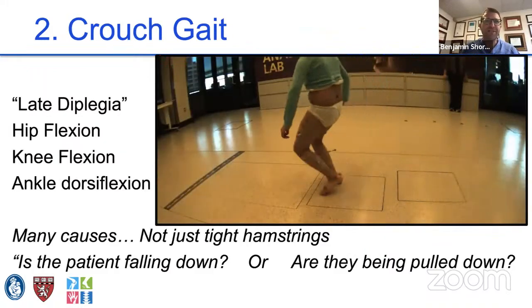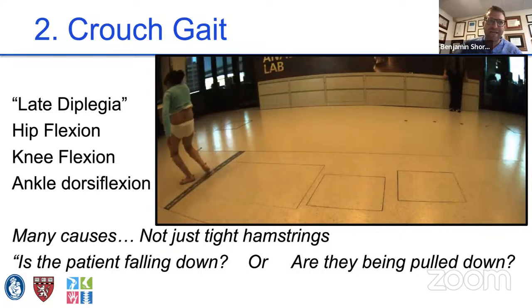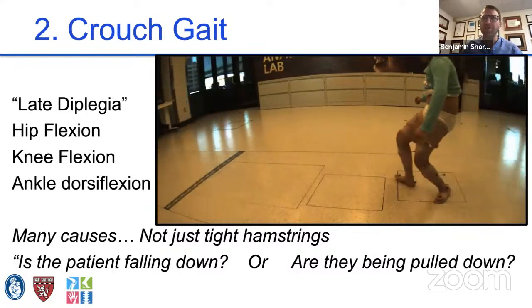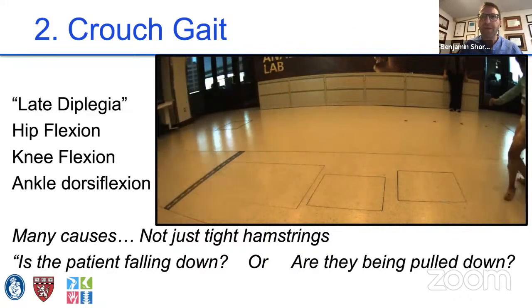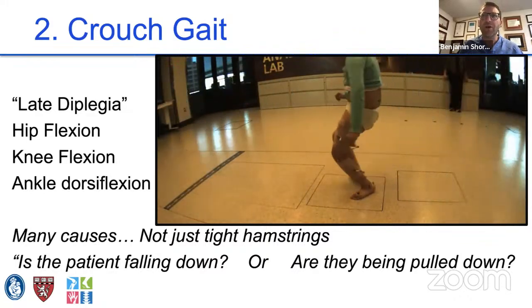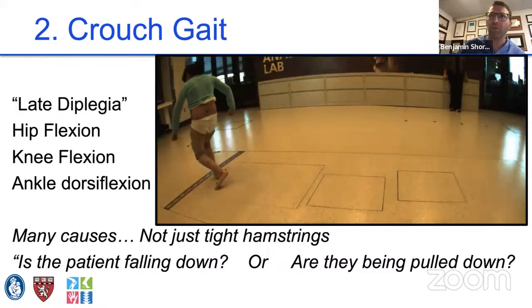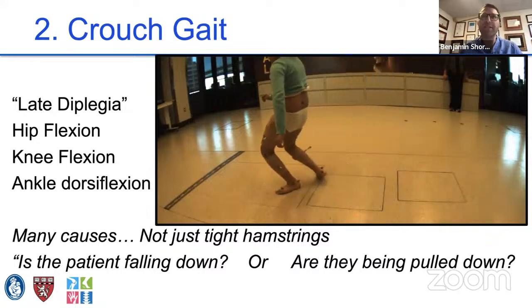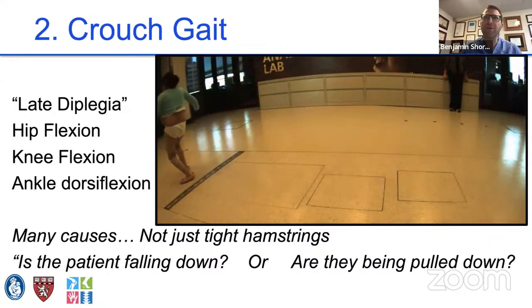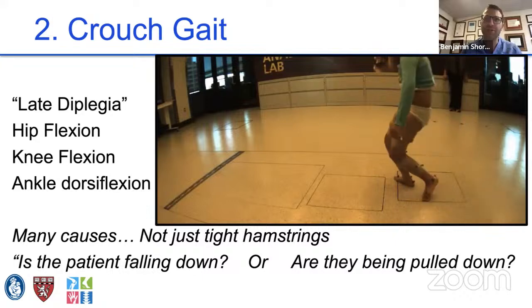Now, crouch gait is the opposite. I would call this late diplegia. Kerr always used to say, when you're watching someone in crouch, ask yourself, is the patient falling down or are they being pulled down? And what that differentiation is important is to say, are they falling down because of weakness or are they being pulled down because of contracture?